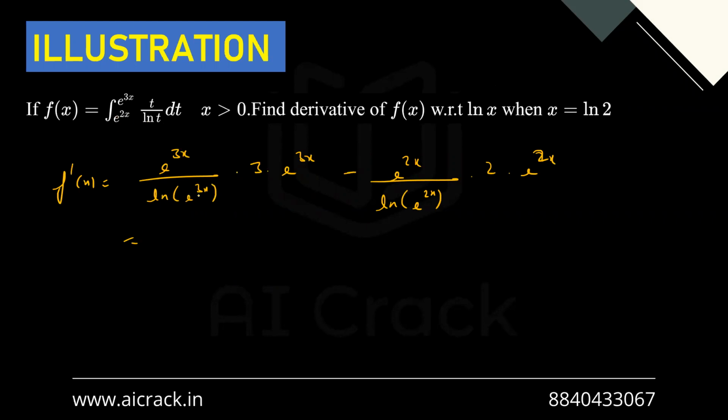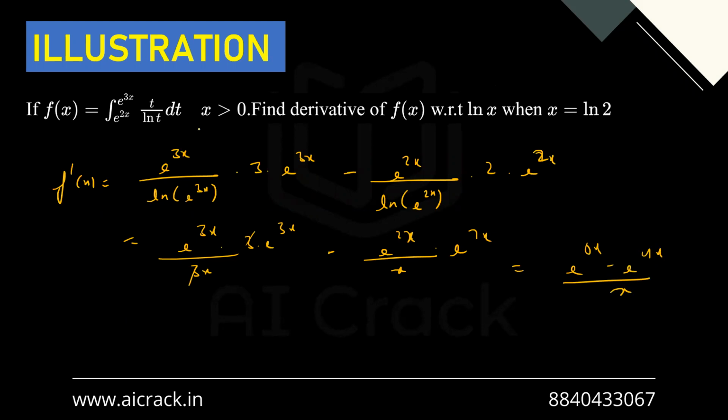So this would eventually become 3x only, because 3x will come out of the power, and ln e is nothing but 1. So e raised power 3x divided by 3x dot 3 dot e raised power 3x. This gets cancelled. Minus, similarly, e raised power 2x divided by x dot 2 dot e raised power 2x. So this would eventually become e raised power 6x minus e raised power 4x divided by x. Now we have to differentiate ln x also with respect to x. So that would be 1 by x. So basically we have to divide by 1 by x over here as well. So this gets cancelled out. So eventually it becomes e raised power 6x minus e raised power 4x.